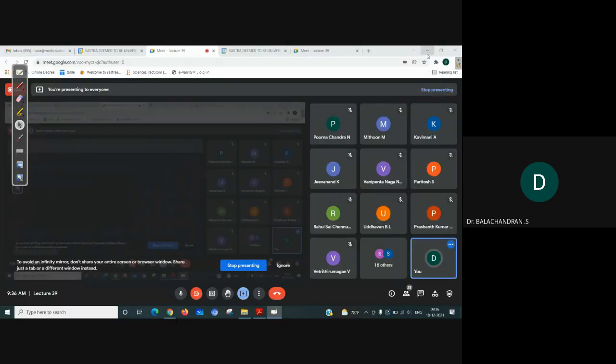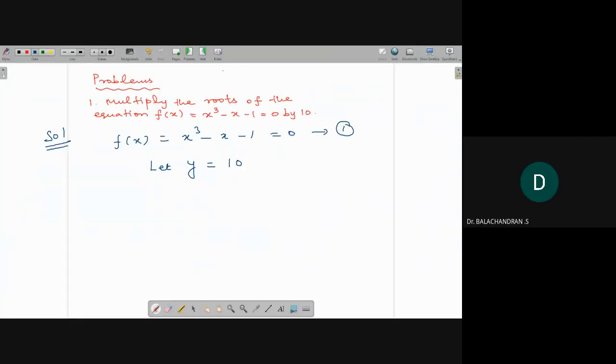What is y? 10x. Yeah, 10x is correct, Mithun. So x is a root. I need an equation whose roots are multiplied by 10. I think Purnachandra also gave the answer. y equal to 10x. So from equation 2, we have x is equal to y by 10.